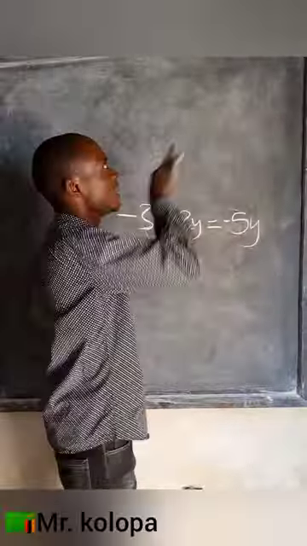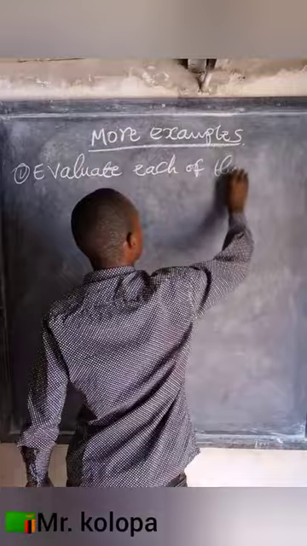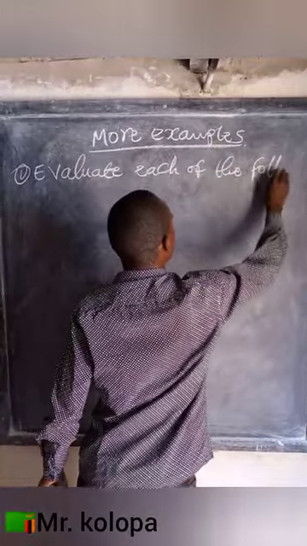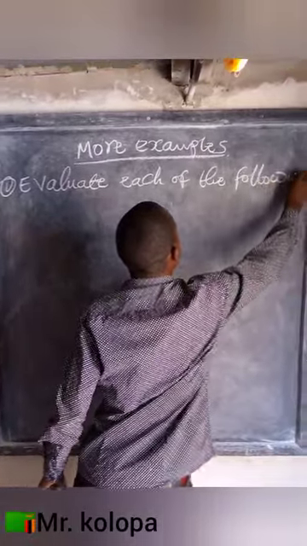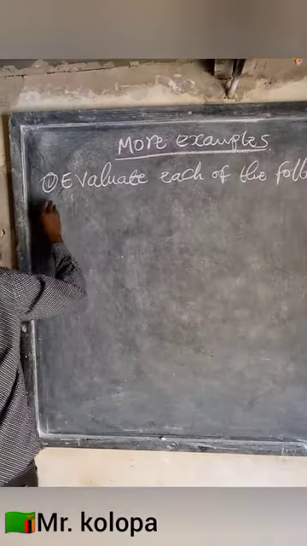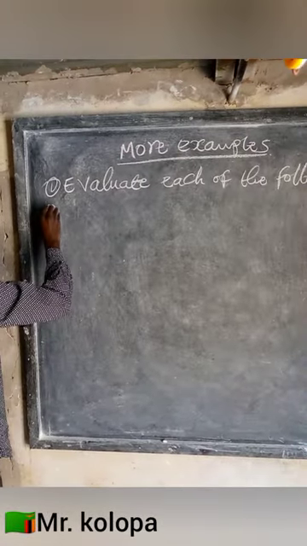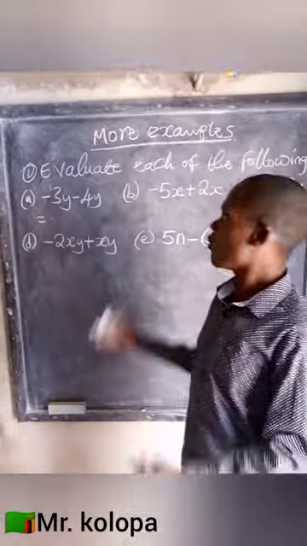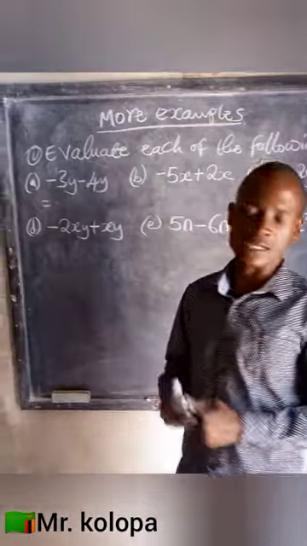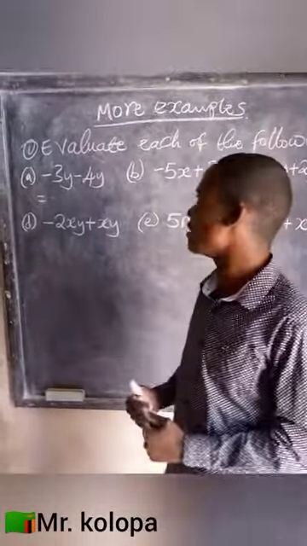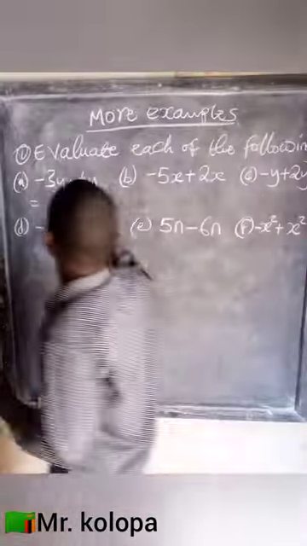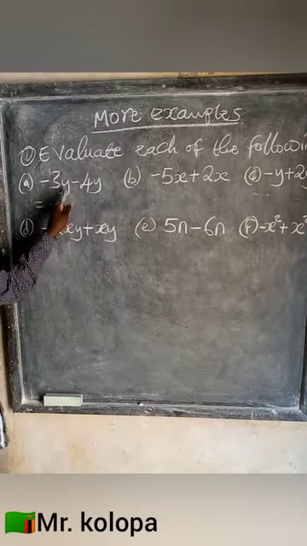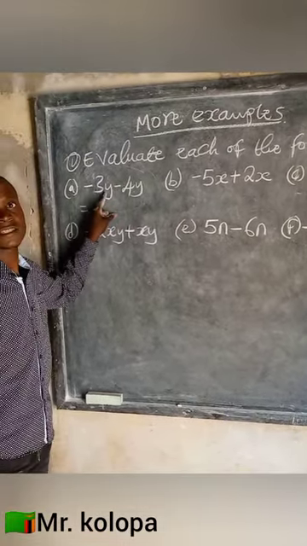Let's look at the examples. Then you are given something like this. So we are still under integers. But what we have just done in this lesson is we have just added the letters. So these letters are called.